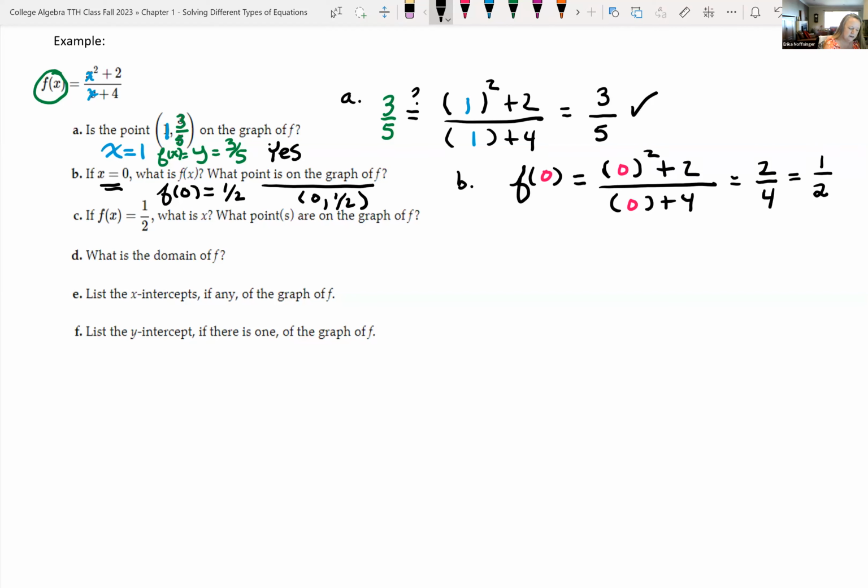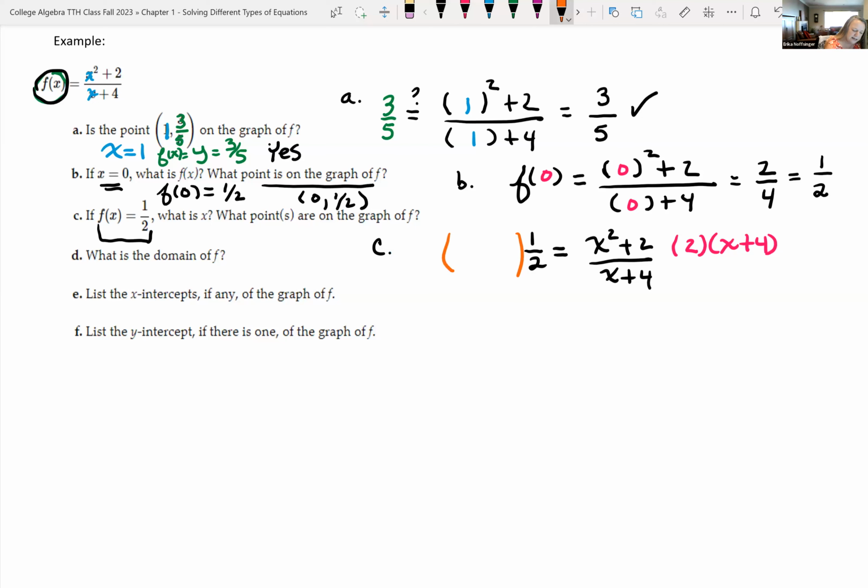So part C wants to know, if f of x is equal to 1/2, what is x? What are the points on the graph? So we're going to plug in 1/2 for f of x. Set this equal to our equation, (x squared plus 2) over (x plus 4). And we're going to solve for x here. So we can clear our fraction by multiplying through by our LCD, which is 2 times (x plus 4), on both sides of our equation.